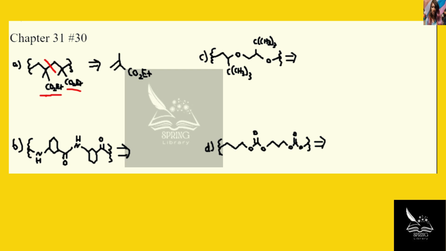So then when we look at B, we see that, again, this is only a single type of monomer, and it's joined by these amide linkages. So we can just break the carbon-nitrogen bond of the amide. And then remember that that's going to give us a starting material. And again, there's only one type of monomer here.